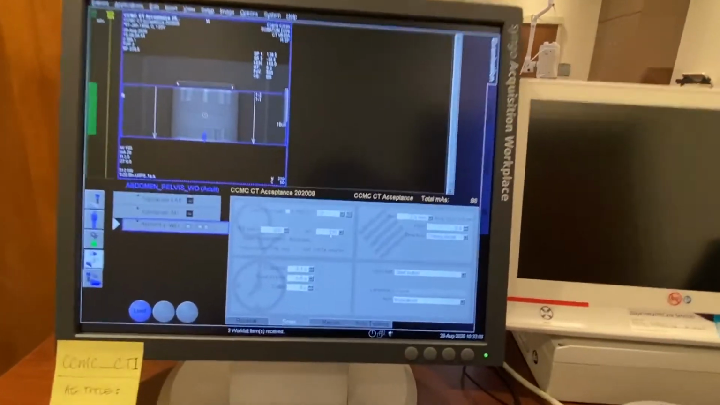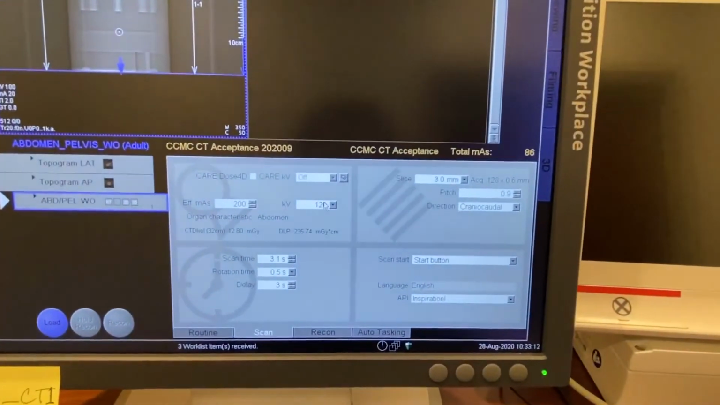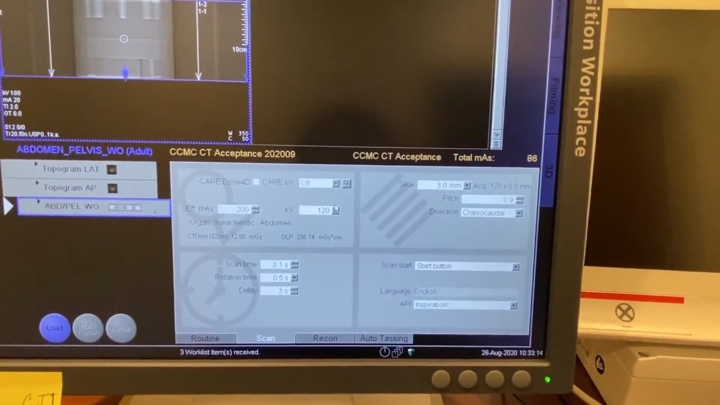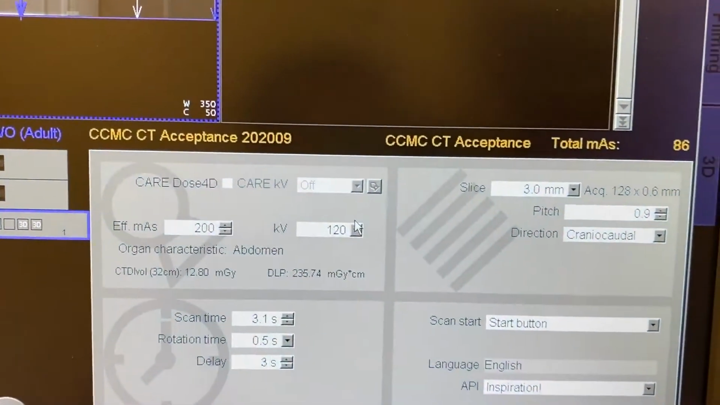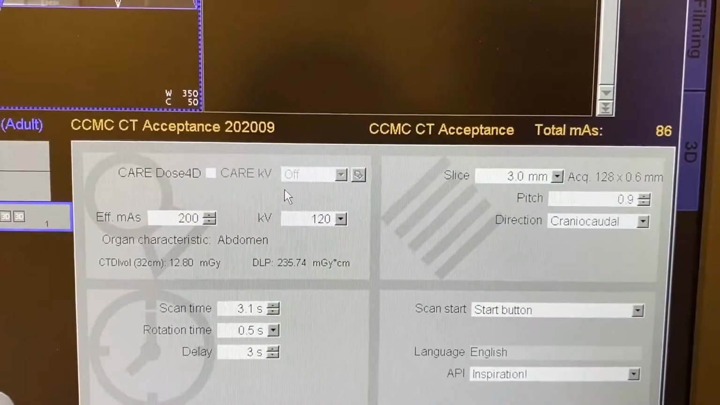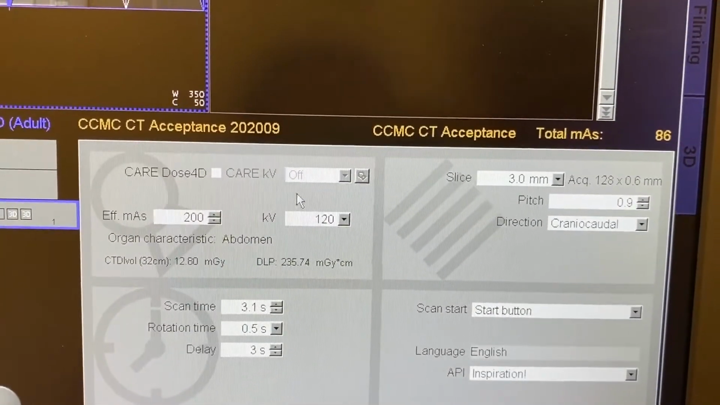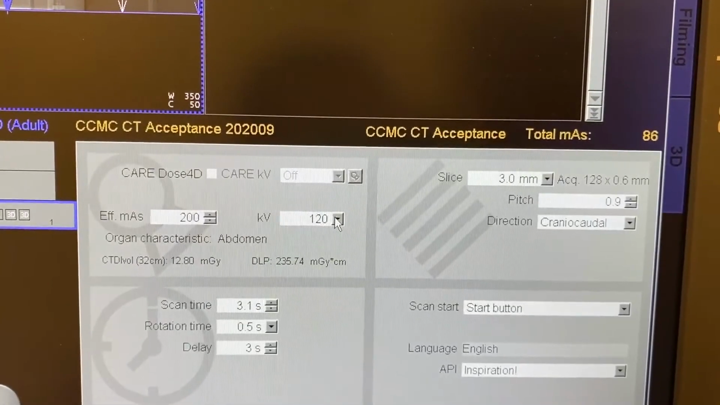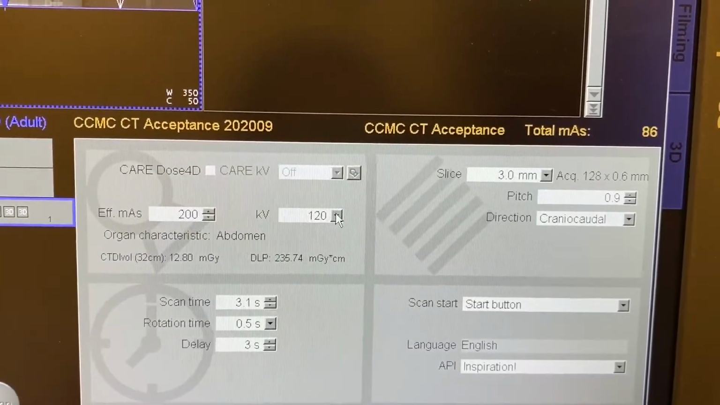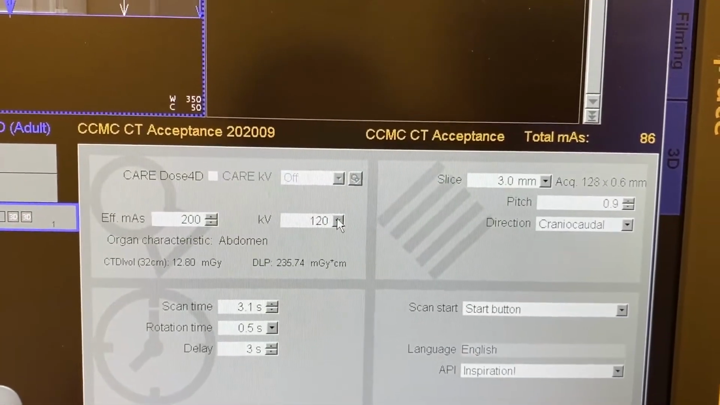Okay, so let's look at the kV first. When we don't have CARE kV, the system can adjust the kV based on the size of the patient. We say don't do it. We want to set it up.